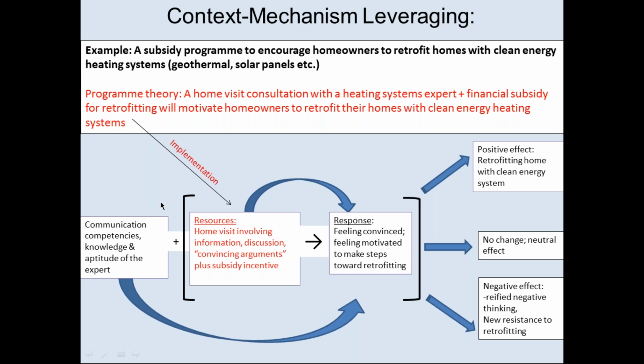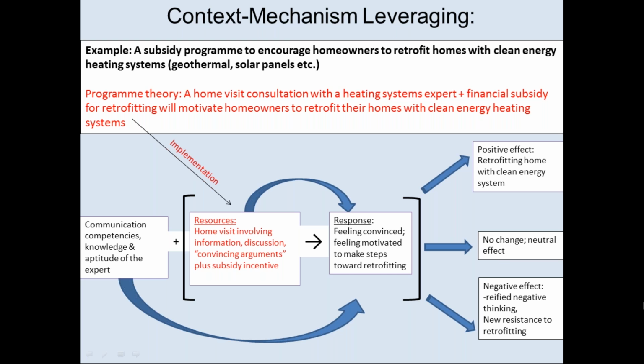So we have the program theory, and then in implementation, how the resource manifests is a home visit involving information, discussion, and maybe the delivery of convincing arguments, plus the subsidy incentive. The response could be feeling convinced or motivated to make steps towards retrofitting. Then, similar to the last example, we have the positive effect, which would be retrofitting the home with a clean energy system. There could be no change. It could be just neutral: you got the advice, but you're just not interested.